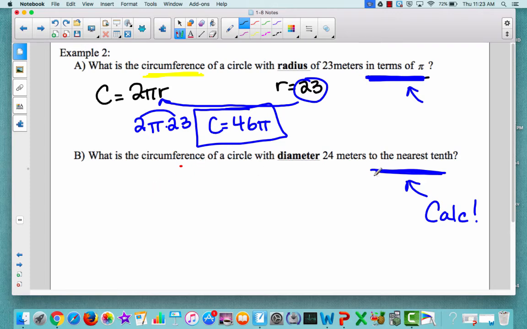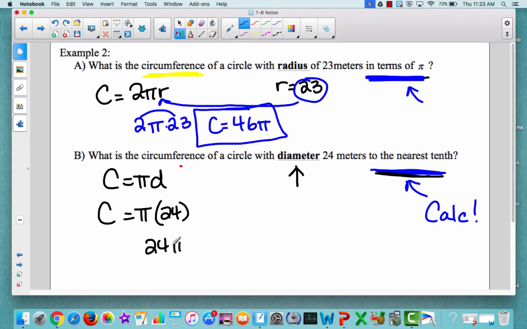Now, I want you to round to the nearest tenth. All right, but this one gives me diameter. So I'm not going to use the 2 pi r formula. I'm going to use the formula C equals pi d. Okay? All right, so I'm going to plug in the 24. I'm going to rewrite it for myself as 24 pi. We always want to put pi at the end. Treat it like a variable when we're doing it.